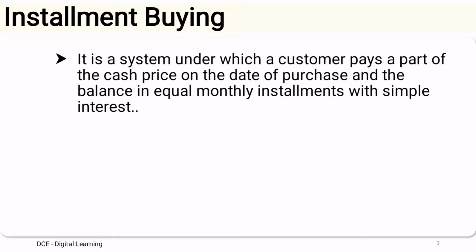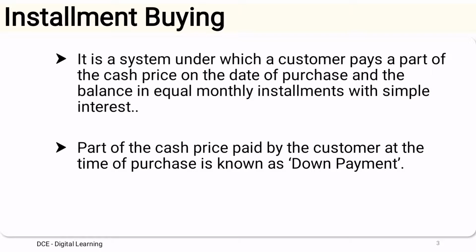Installment buying is a system under which a customer pays a part of the cash price on the date of purchase and the balance in equal monthly installments with simple interest. In simple words, it is an arrangement between the buyer of an asset and the seller in which the buyer agrees to pay a certain amount on the date of purchase and the balance amount in monthly installments with interest. The part of the cash price paid by the customer at the time of purchase is known as the down payment or advance payment or cash down payment or initial payment.